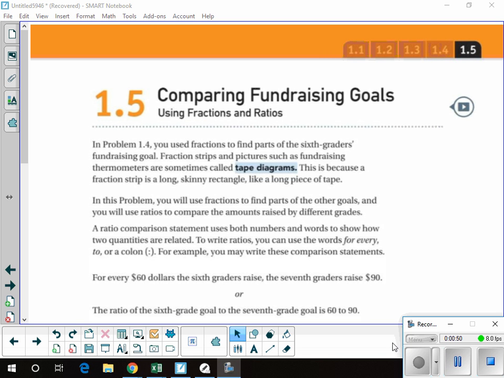In problem 1.4, you used fractions to find parts of the sixth graders' fundraising goals. Fraction strips and pictures such as fundraising thermometers are sometimes called tape diagrams. This is because a fraction strip is a long skinny rectangle, like a long piece of tape.